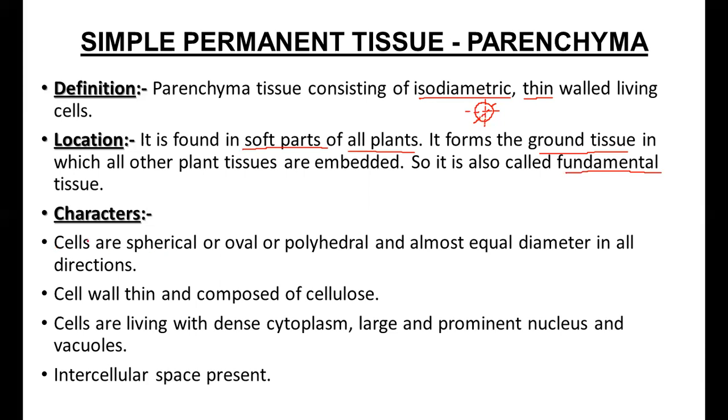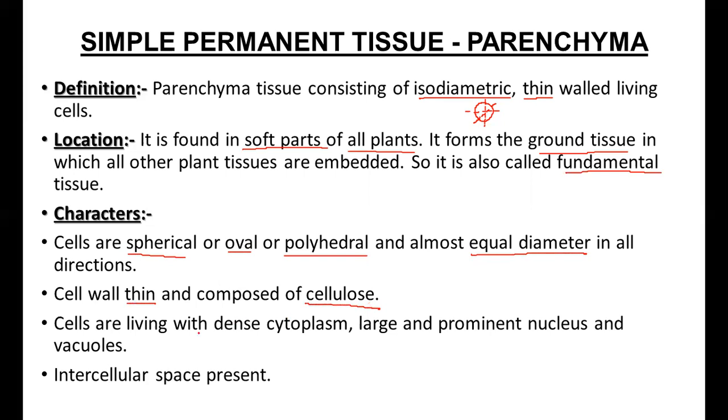Now, going to the characters of parenchyma: as the cells are isodiametric, the cells are either spherical, oval or polyhedral in shape, with almost equal diameter in all directions. And from the definition, we know the cell wall is thin. As the cell wall is thin, it is composed of only cellulose. No other components are present.